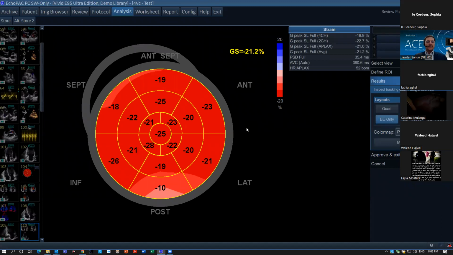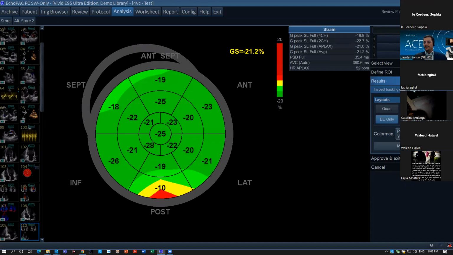Here's the peak longitudinal strain for each segment. So we can go to peak systolic strain, the different color, as I mentioned, green normal, yellow borderline, red hypokinetic. Not much. When you see just one small part of a segment like this, you know it's probably not traced well. So you can either readjust or just ignore as long as the rest looks normal.